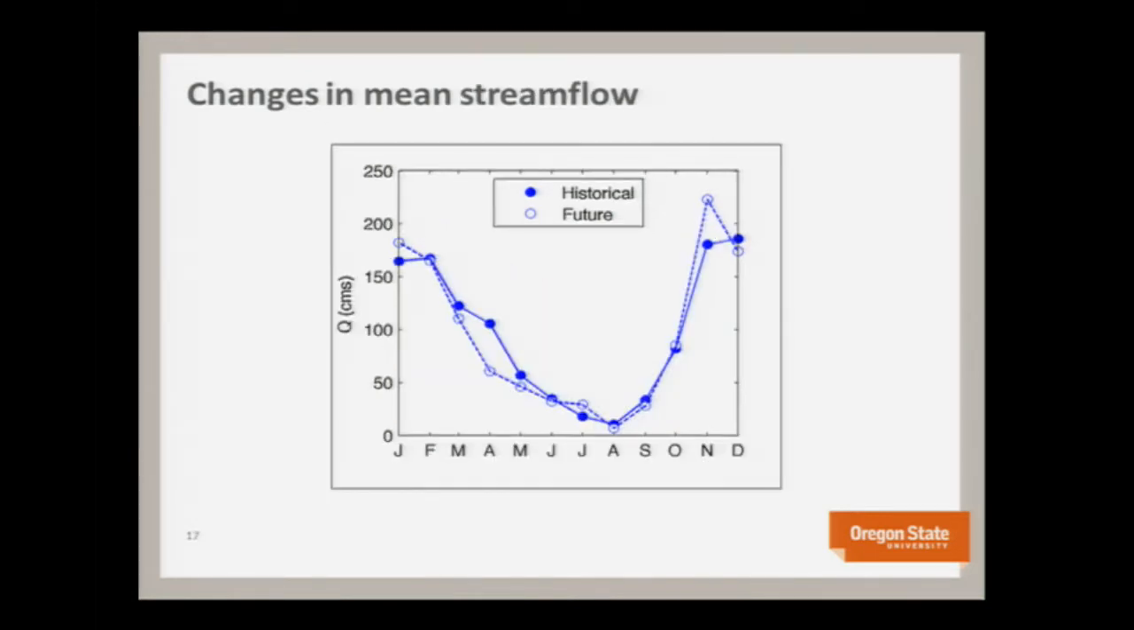Changes in mean streamflow. Again, this is just the mean, not variability. Fairly similar to what we see in the patterns for the wave height: in the late winter, early spring, slight reductions. And then we do see a few months into the winter where we have larger flows coming into Tillamook Bay.